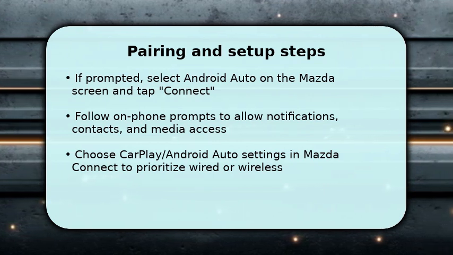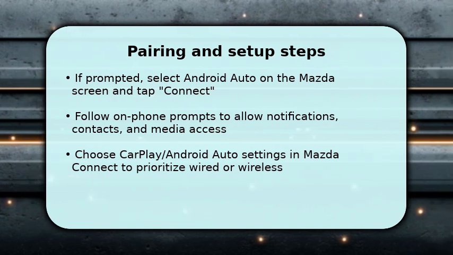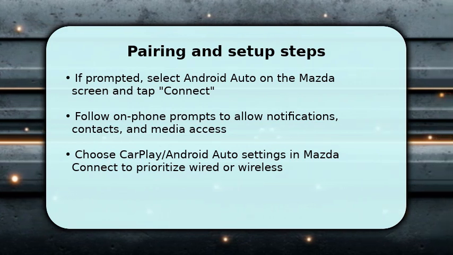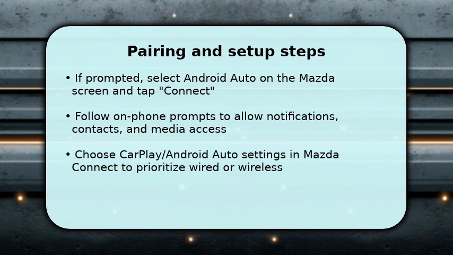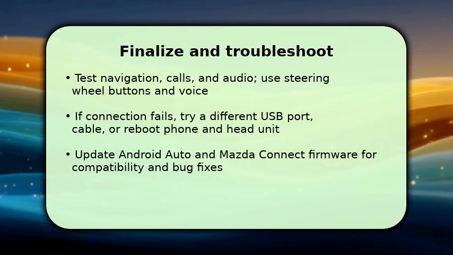If your CX-5 supports wireless Android Auto, enable car Wi-Fi and Bluetooth simultaneously, and select the vehicle network when prompted for a wireless link. You finish by verifying core functions. Start navigation, make a call, and play audio to confirm controls and voice commands work properly.